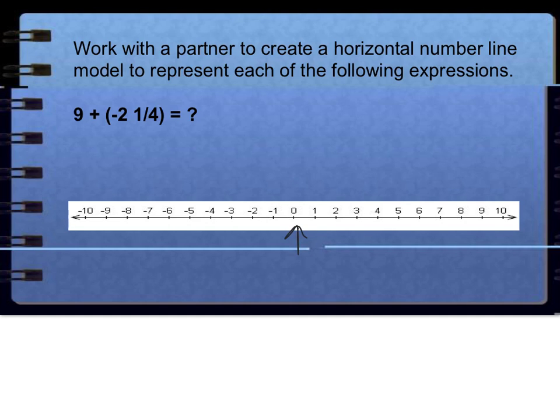We're going to start at 0. My first vector will go all the way to 9. My second vector is going to move back 2 1/4. So back 1, back 2, and back a 4th. That leaves me with 6 whole and 3/4 spaces.